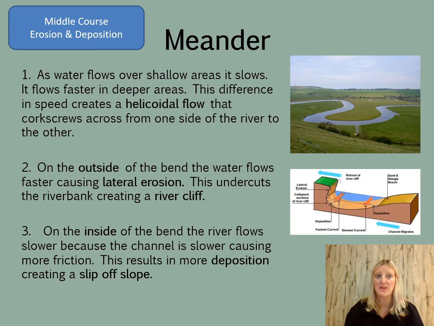So we're now moving on to the middle course of the river, and we're looking at meanders, which are caused by both erosion and deposition. These are the big windy bends that we find in the river at this point.